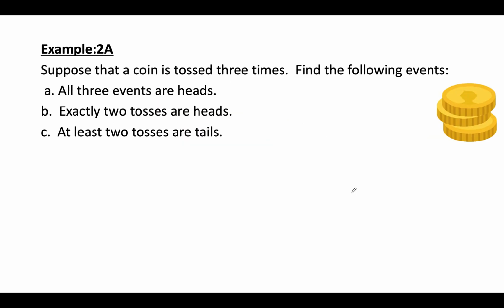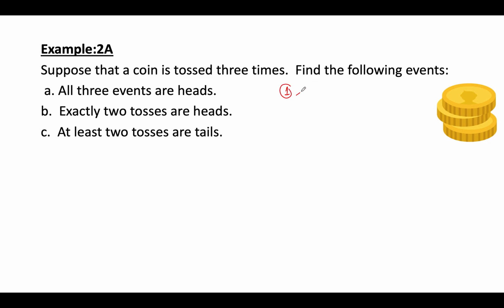All right. Let's check this example. Suppose that a coin is tossed 3 times. Find the following events. All right? It's like I have one coin and I toss it the first time.